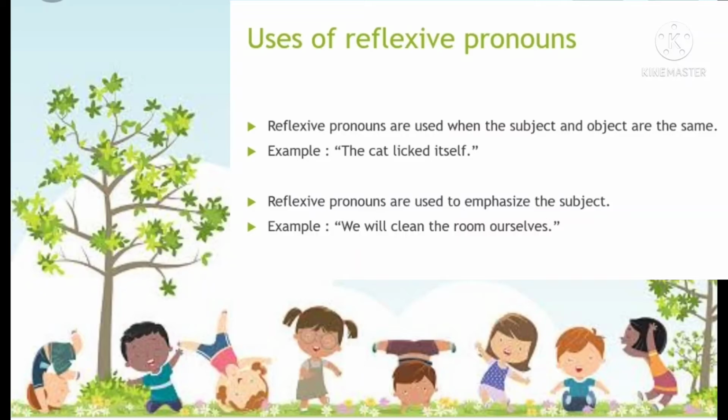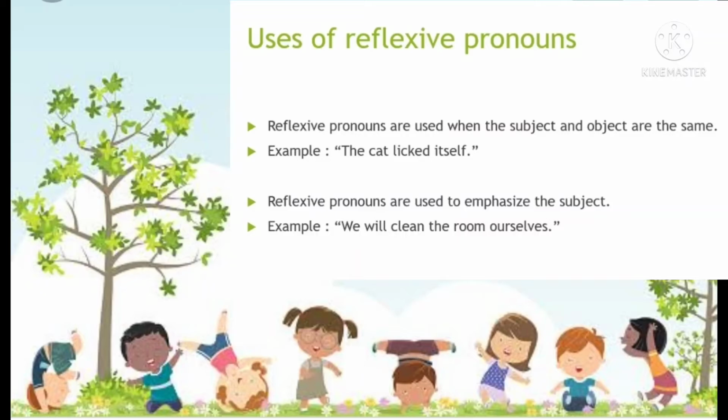Uses of reflexive pronouns. Reflexive pronouns are used when the subject and object are the same. For example, the cat licked itself. Here, as you can see children, we are talking about the cat, and in the predicate or the object part, we are talking about the cat. That is why we are using the word itself.